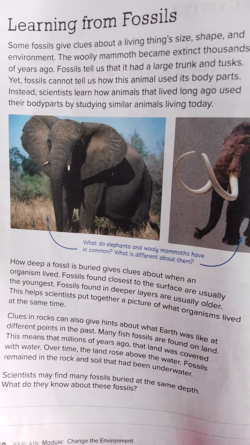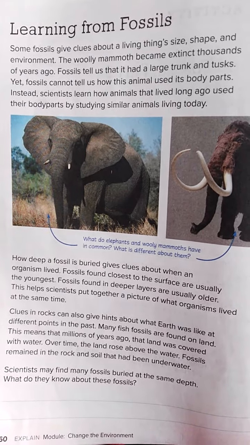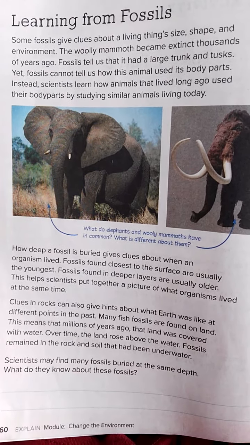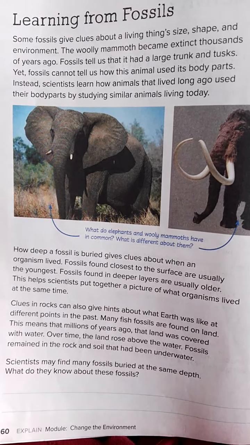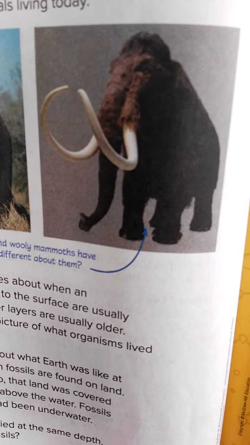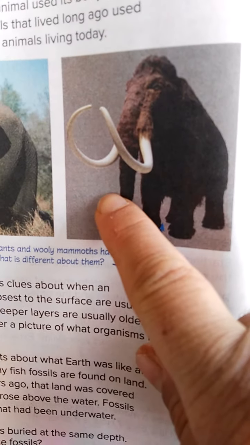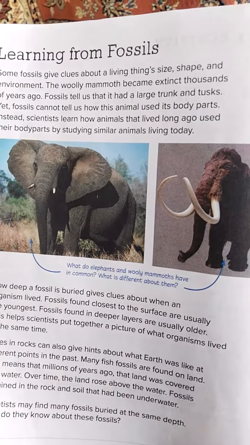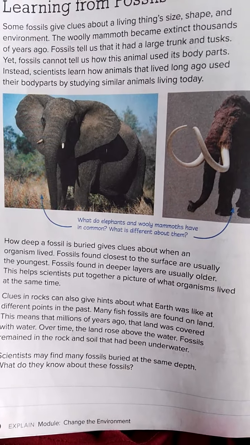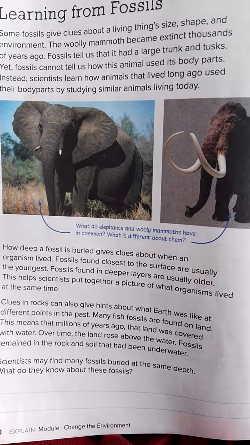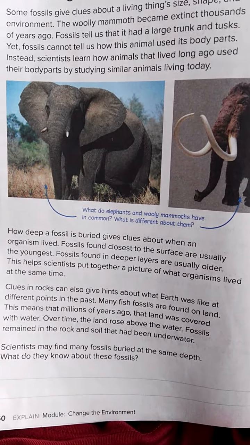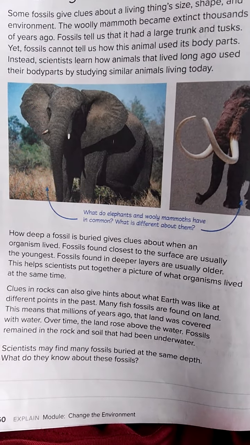Some fossils give clues about a living thing's size, shape, and environment. The woolly mammoth became extinct thousands of years ago. Fossils tell us that it had a large trunk. Look at its trunk. That's the trunk here. And these are the tusks. Yet fossils cannot tell us how this animal used its body parts. Instead, scientists learn how animals that lived long ago use their body parts by studying similar animals living today.